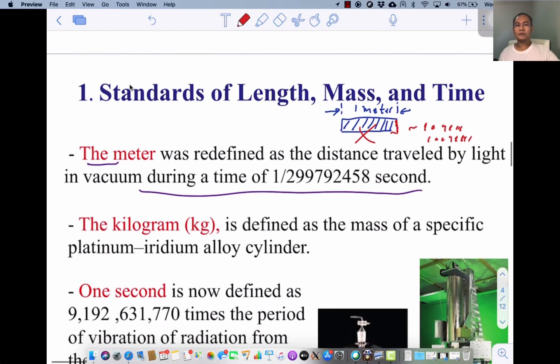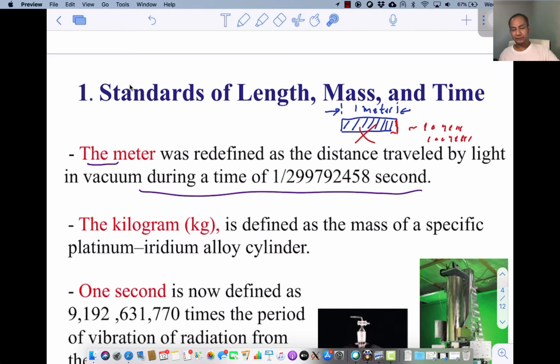So now, because we know from Einstein that the speed of light is a constant, one of the constants of the universe, we can define 1 meter as the distance traveled by light in vacuum during the time of this big number. So this defines the length of 1 meter.